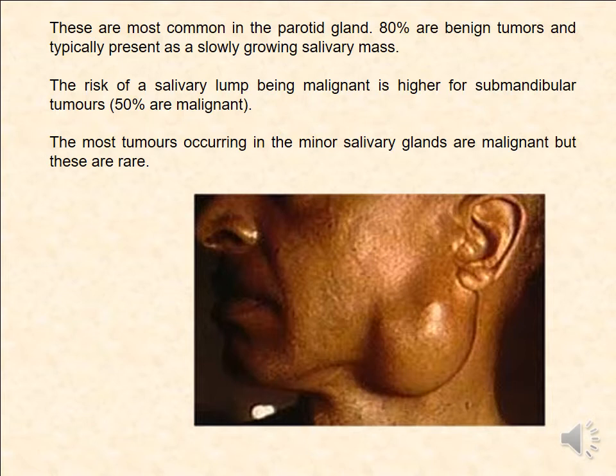The risk of a salivary lump being malignant is higher for submandibular tumors. About 50% are malignant. In fact, in submandibular tumors, half of the mass is malignant and half benign. Most tumors occurring in the minor salivary glands are malignant, but these are rare. In fact, minor salivary gland tumors are mostly benign, and malignant ones exist but are few.